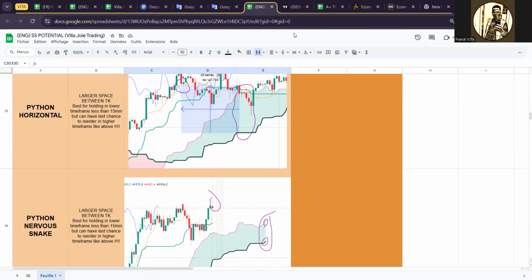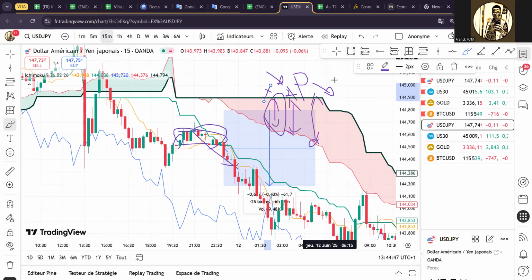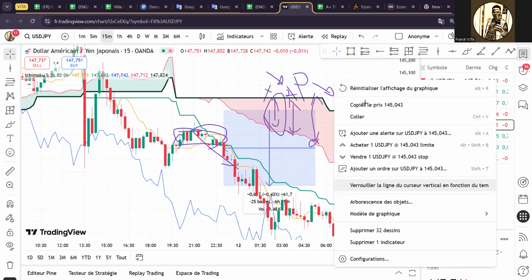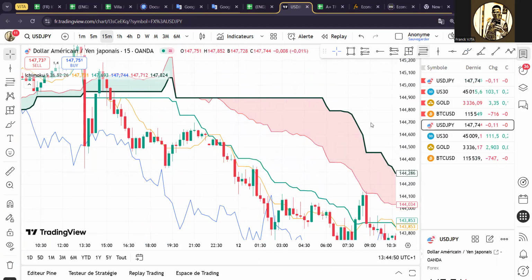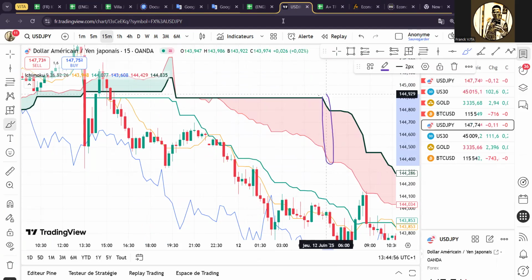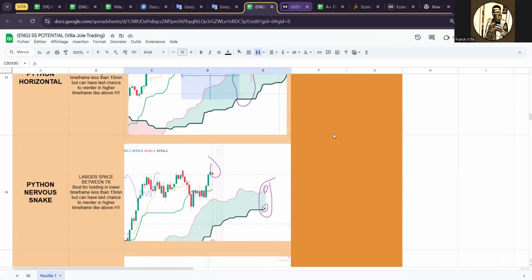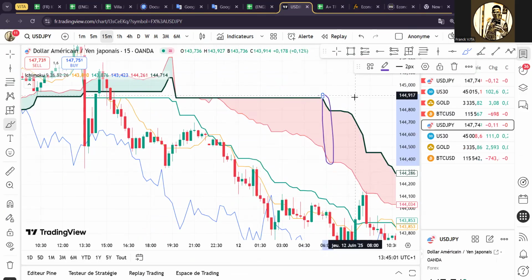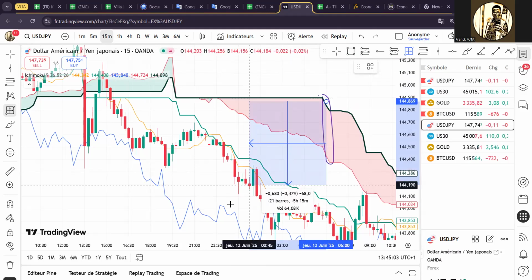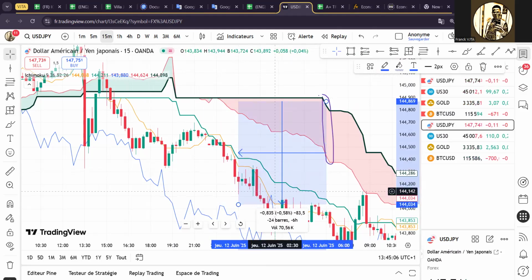So you also have a Python that is inclined, running down like a snake, vertically down. That is Python navel snakes. Yeah, that's Python navel snakes, and this happened exactly at this level.